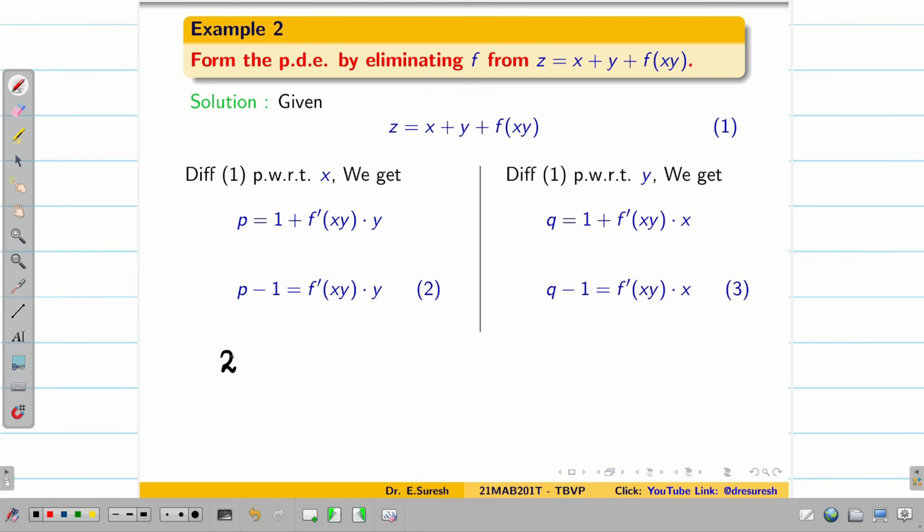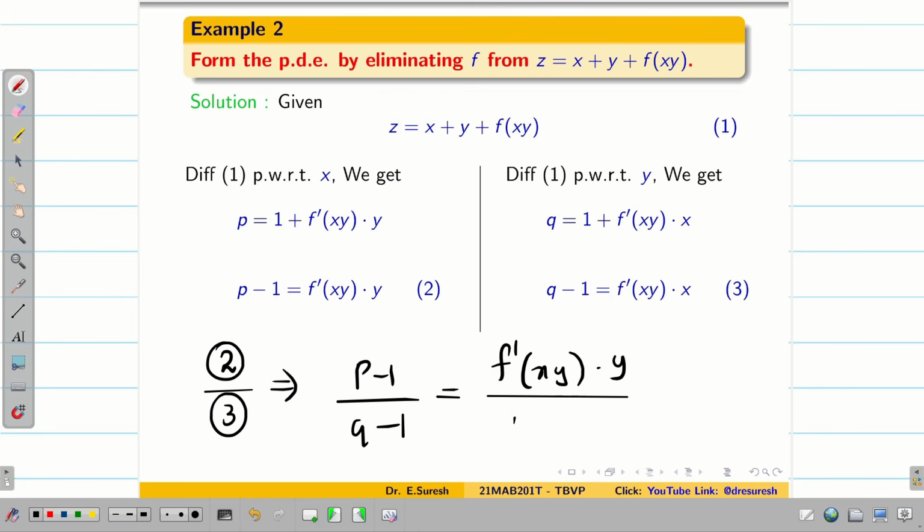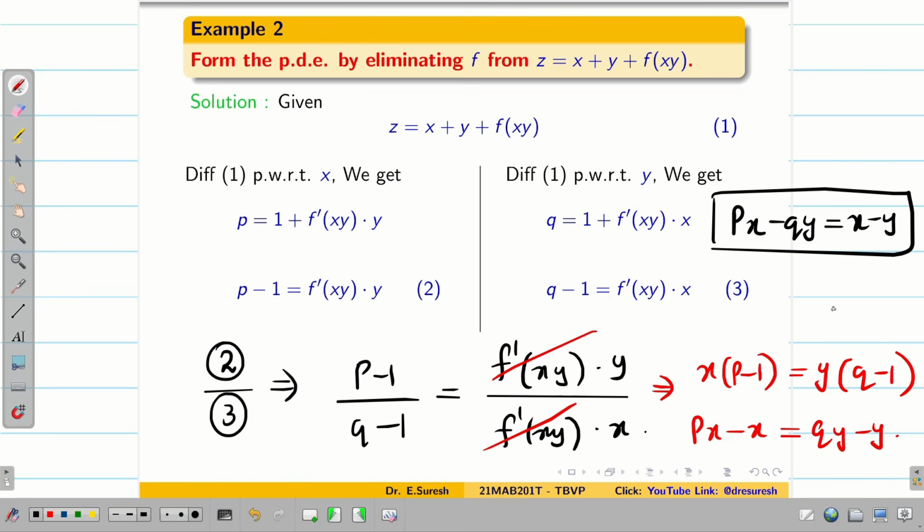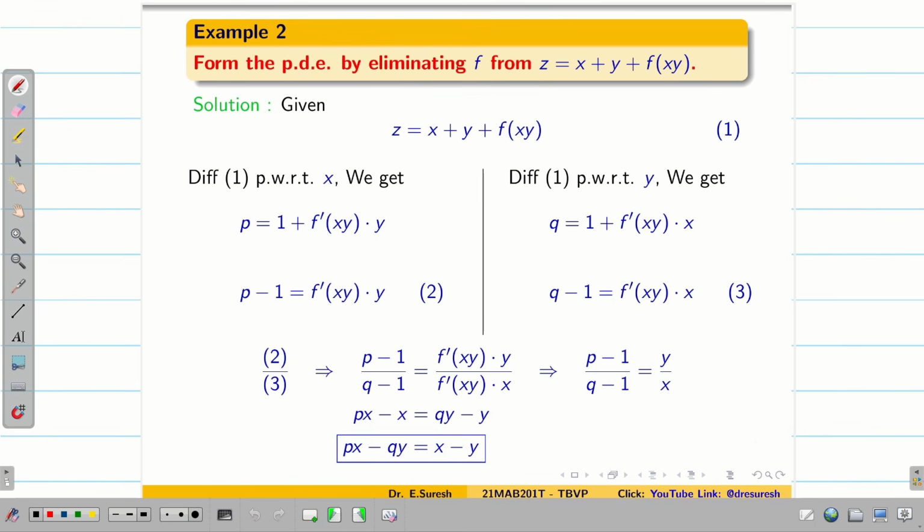Now, we are going to divide 2 by 3 and we get p minus 1 divided by q minus 1 is equal to f dash of xy into y divided by f dash of xy into x. Now, I can cancel this and then cross multiplying x and y, we get x into p minus 1 is equal to y into q minus 1. So px minus x is equal to qy minus y. Therefore, my final solution is px minus qy is equal to x minus y. I am just rearranging the previous term. Hope you understand, students. You can see the typed version.